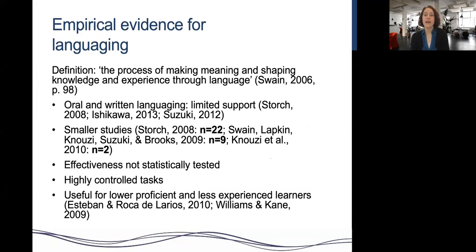Is there empirical evidence for languaging? Well, the answer is yes. So there's evidence for oral and written languaging, but it tends to be a bit limited because the studies tend to be a bit smaller. For example, we have 22 participants in Storch 2008, 9 in Swain et al., 2 in Nosy et al. So this means that the effectiveness of these can't really be statistically tested.